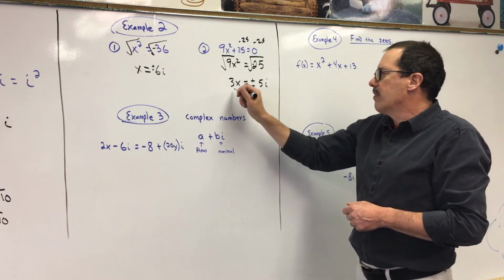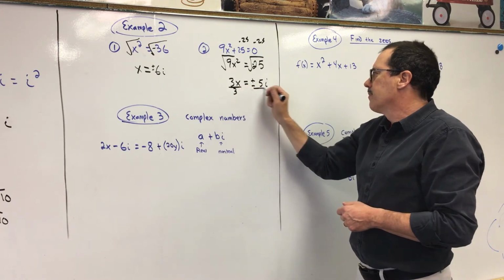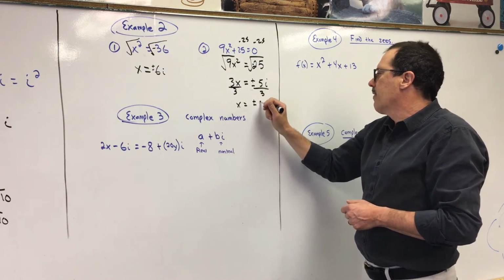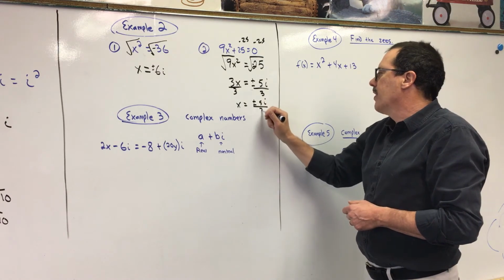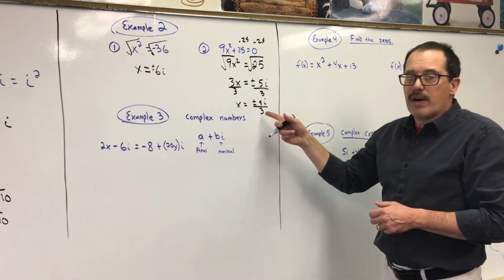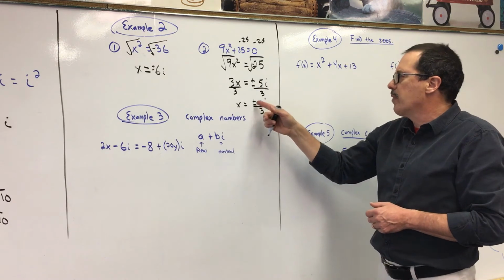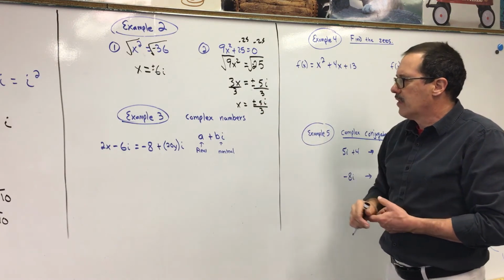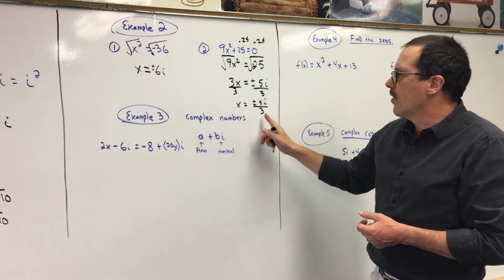So then we'd have to divide both sides by 3. And so we would get x equals plus or minus 5i over 3. If you split that in two parts, I don't think the book does, but it would be 5i over 3, and it would be negative 5i over 3. Okay, so that's example 2 and what you do.